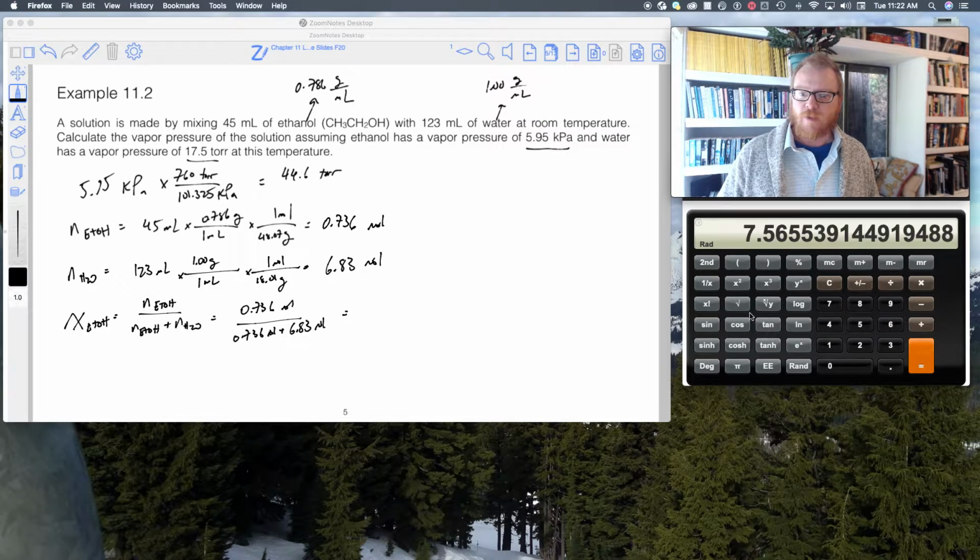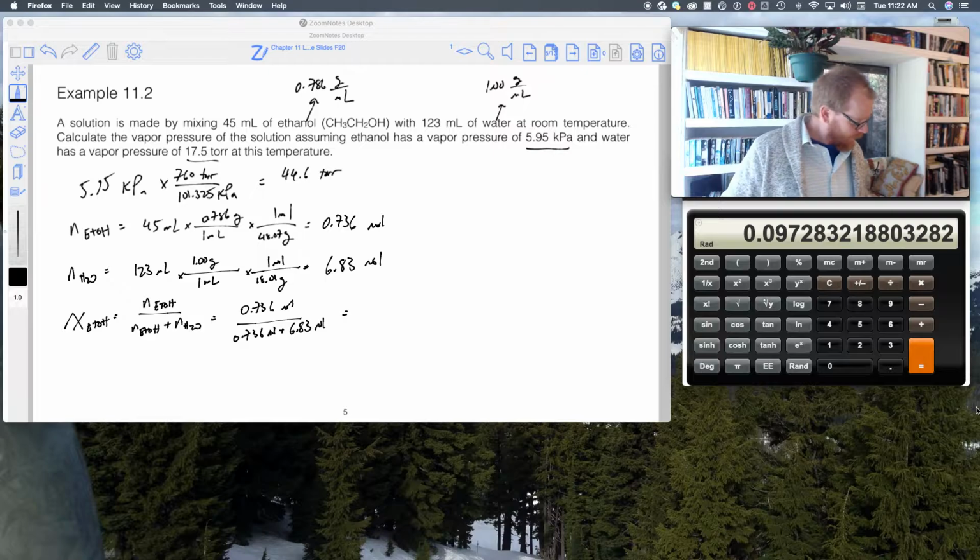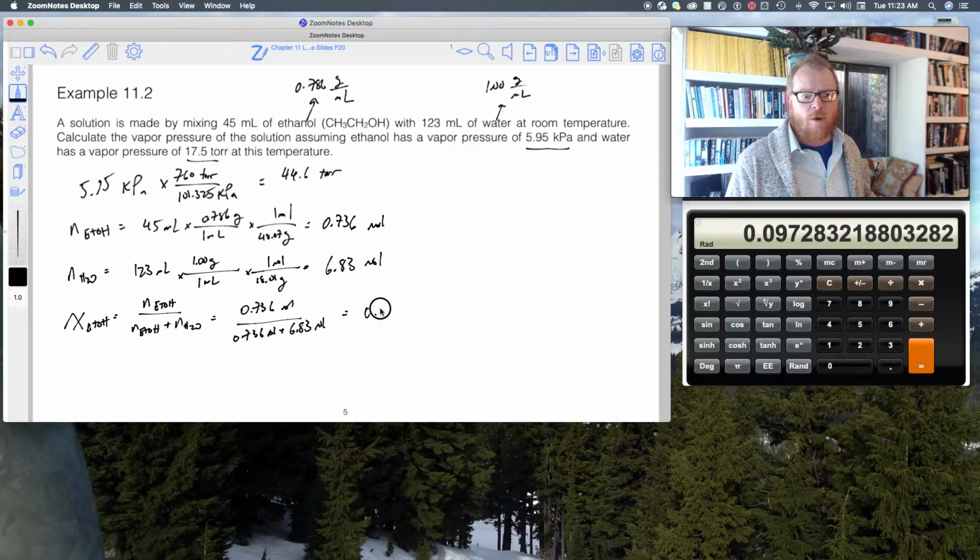Okay. So I'm going to leave this number in the calculator, and I'm going to say plus 0.736. I'm going to do this handy 1 over x trick, and then say times 0.736 equals. And let's see, for my ethanol, that looks right. I get a mole fraction of 0.0973.